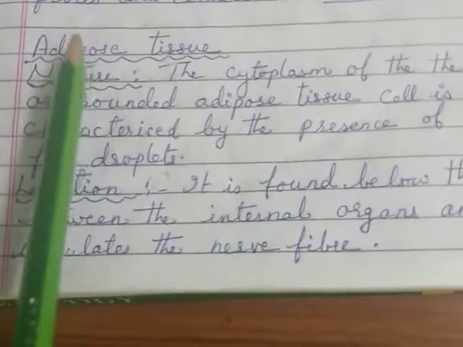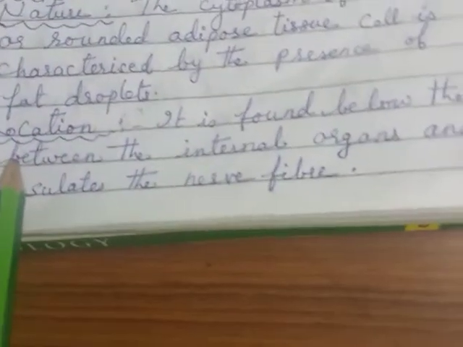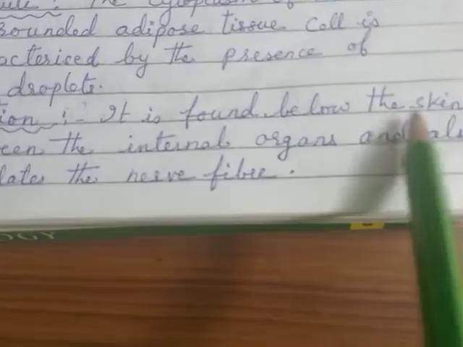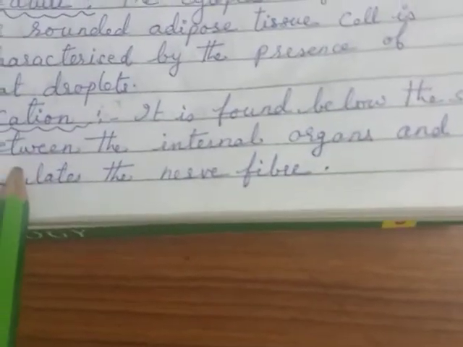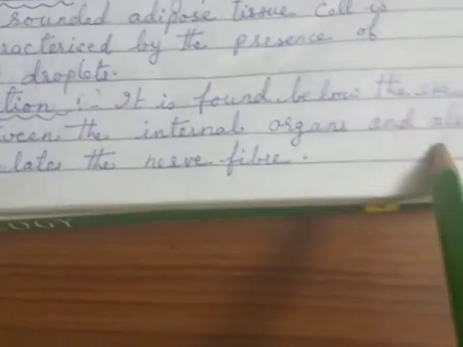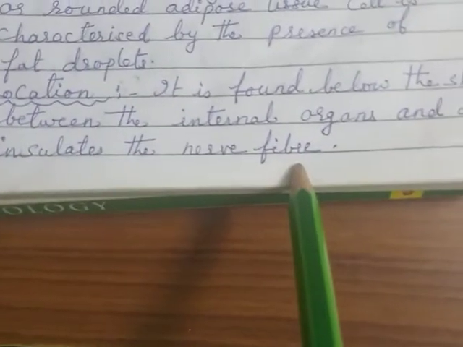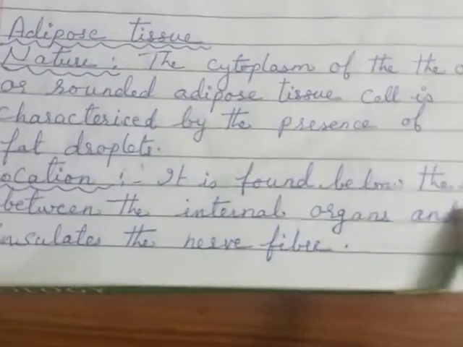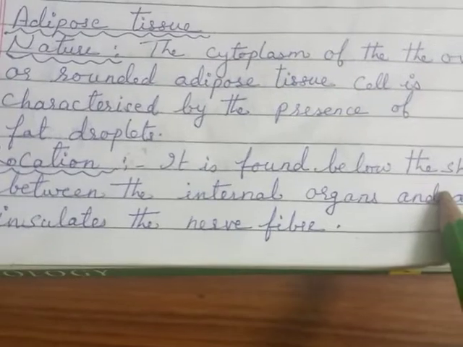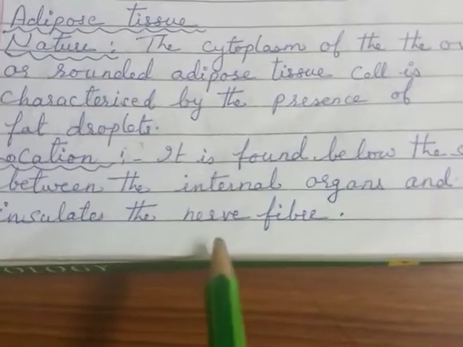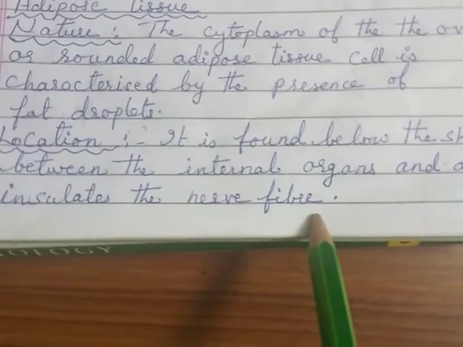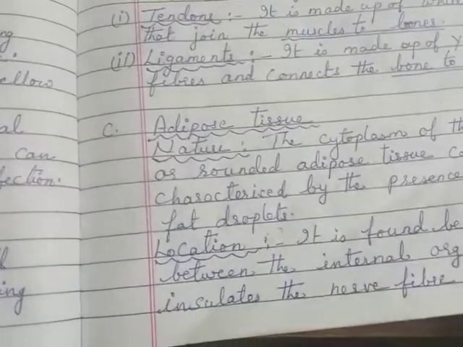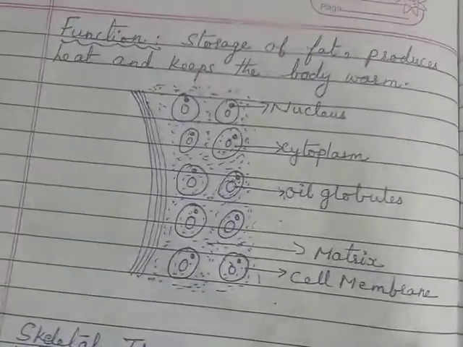Location. Adipose means fat also. It is found below the skin, between the internal organs, and also insulates the nerve fibers. So these adipose tissues are found below the skin, which means under the skin. Between the internal organs they are found, and they also insulate the nerve fibers. So where you find adipose tissue, it is below the skin, and it contains fat droplets.